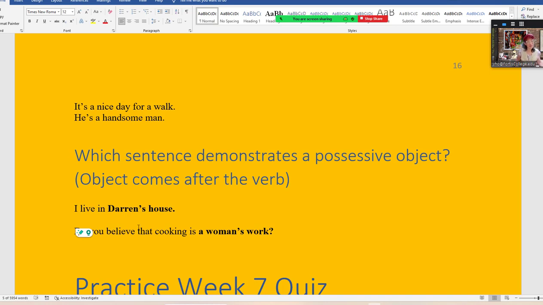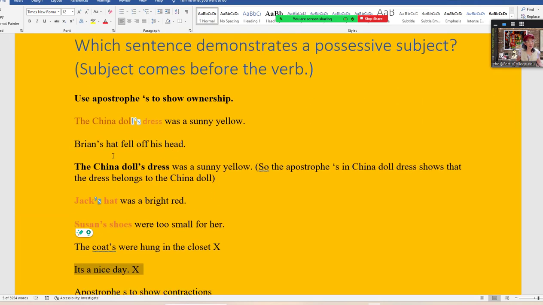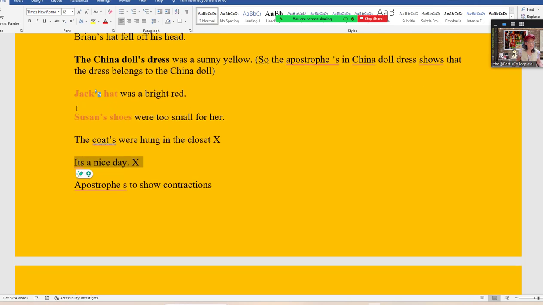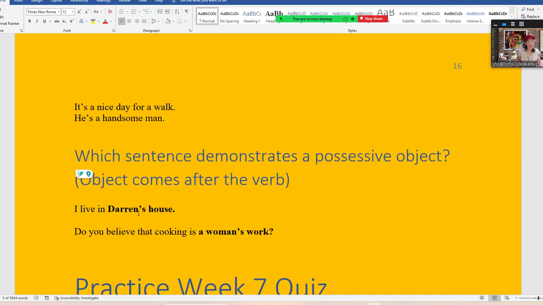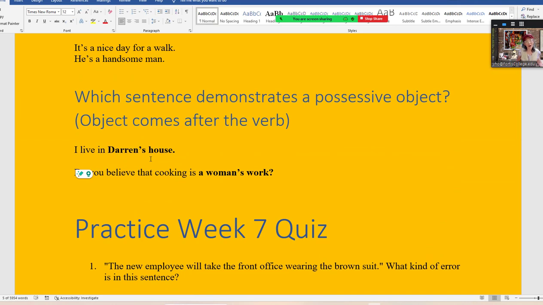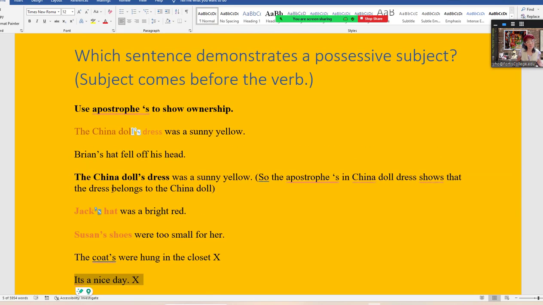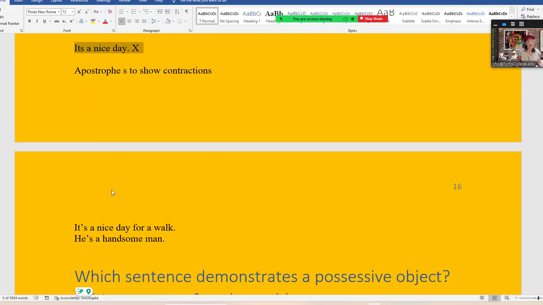I live in Darren's house. So here you have a possessive subject. This is known as a possessive subject because here you have the subject, verb, object, and here you have a possessive object. So anything that's at the end of the sentence, I live in Darren's house. Do you believe cooking is a woman's work? Or something like that. So this is a possessive object. This is known as a possessive subject. That's it. You got it?